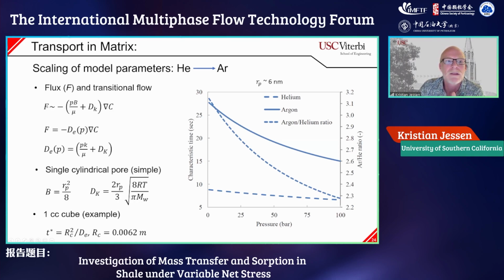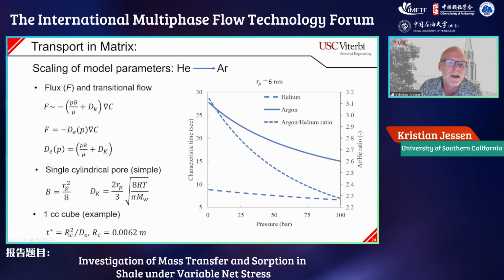look. So if we write the flux approximately equal to the viscous plus Knudsen term and gradient in concentration, we can write it as an effective diffusivity that depends on pressure, both through pressure itself, but also pressure dependence on viscosity. And if we think of transport in a single pore, just for simplicity, we can write B and dk in terms of pore radius and molecular weight of the species that we have. And we can figure out what is the characteristic time for transport.